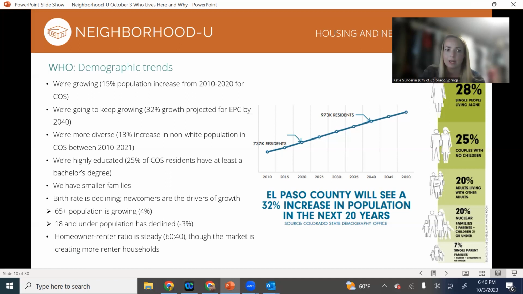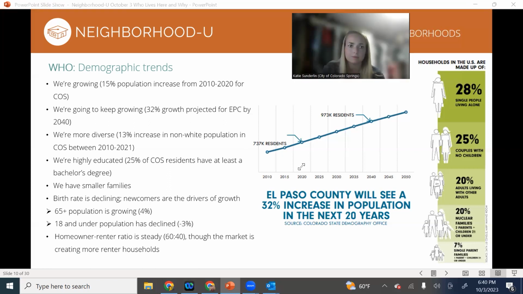And so we were taking a look at a lot of these trends and trying to figure out what do we want to prioritize and incentivize from a city level to come in and produce housing.